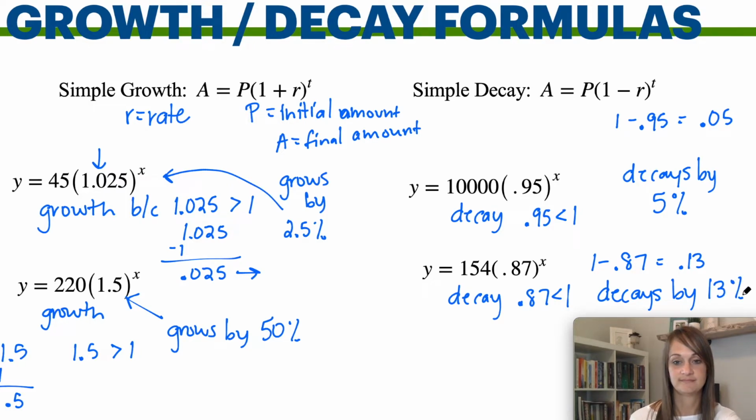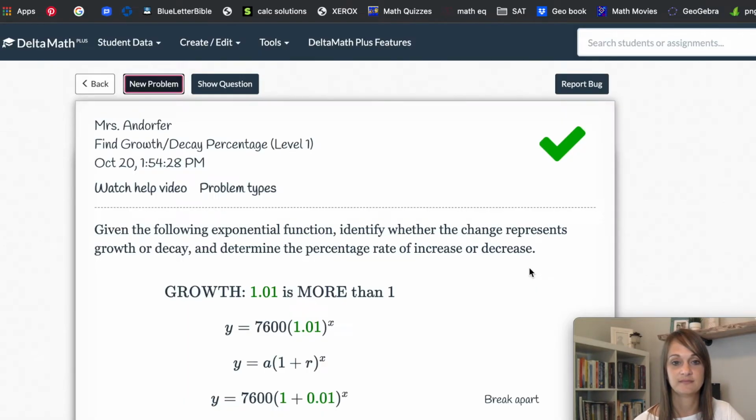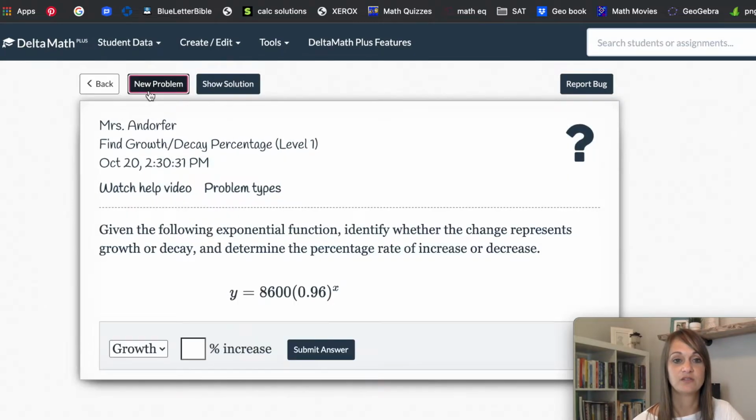So, for example, given the following exponential function, identify whether it represents a growth or decay and then what percent rate of increase or decrease. So if you look at the number that has the exponent, always look at the number that is raised to an exponent. Is it bigger than 1? Yes, so it is a growth. And then by how much? So if you subtract this number from 1, you will get 0.01. And if you move the decimal place twice, it should be 1%, which is correct.